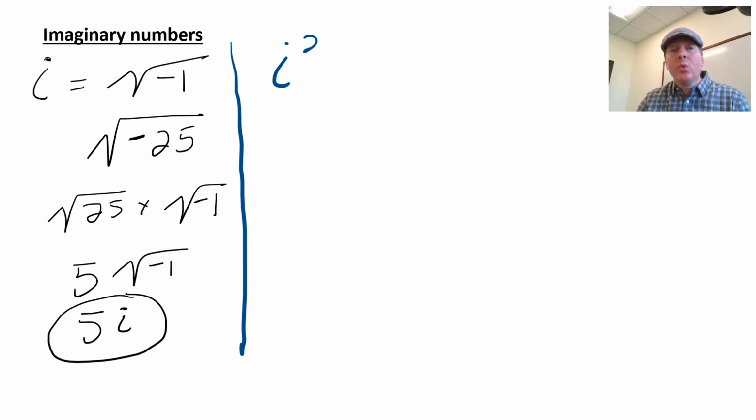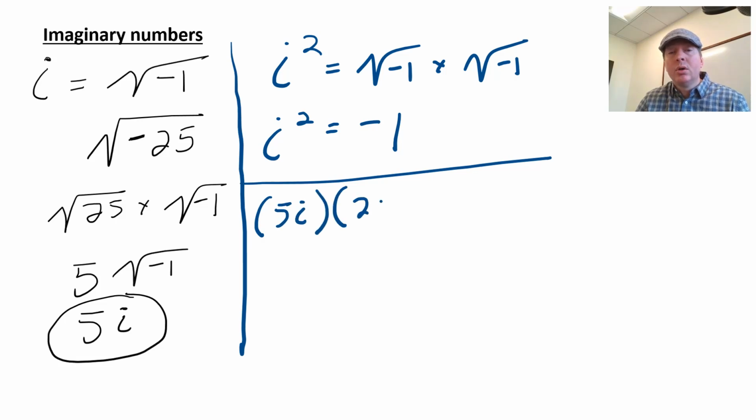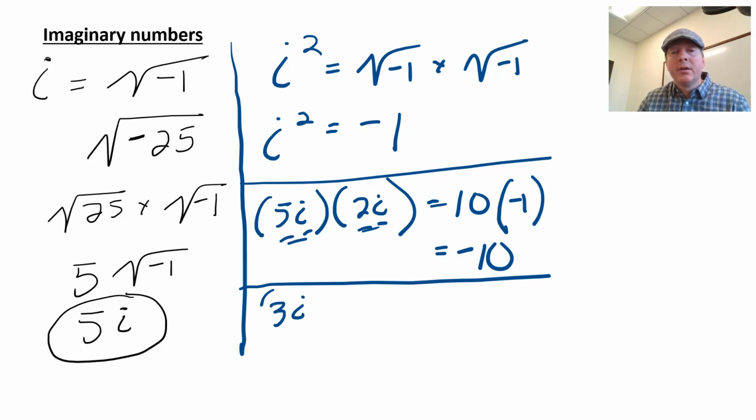Suppose I saw i squared. That's the same as the square root of -1 times the square root of -1. That is, i squared is the same thing as simply -1, okay? So if you asked me what is 5i times 2i, well, 5 times 2 is 10, and i times i is i squared, which is -1, so 5i times 2i is equal to -10. Suppose you saw 3i squared. Well, that means you square the 3, and you also square the i. So 3 squared is 9. I squared, we said i squared is -1. So 3i squared is -9.